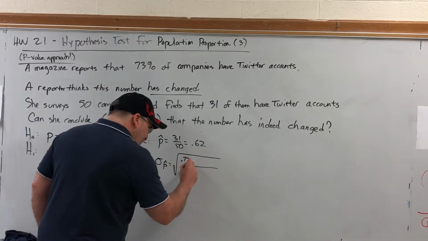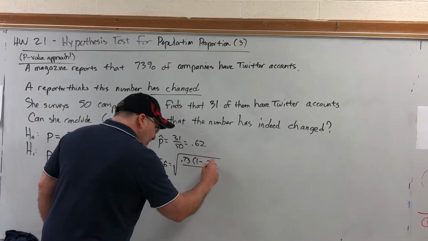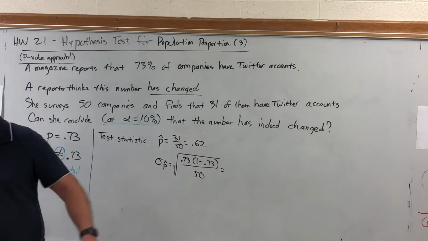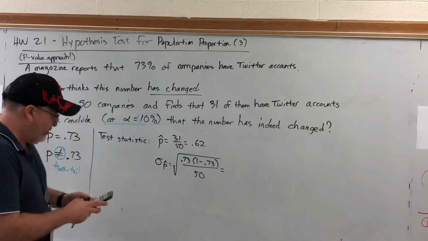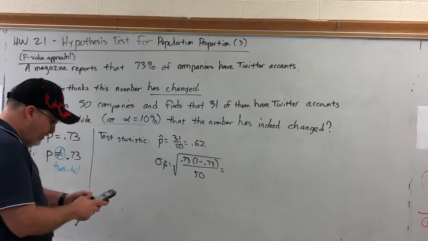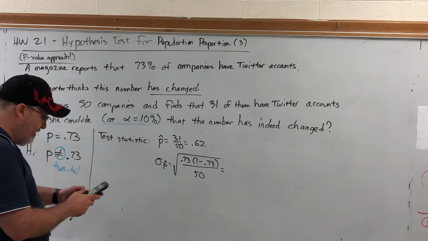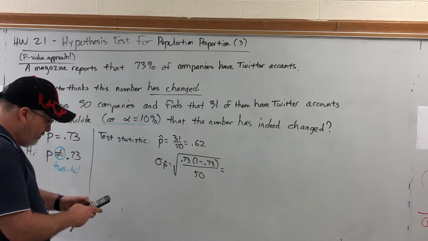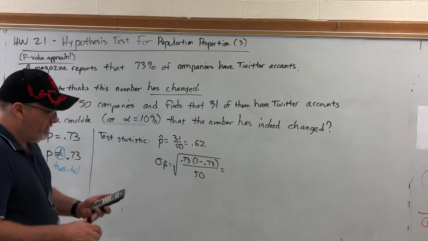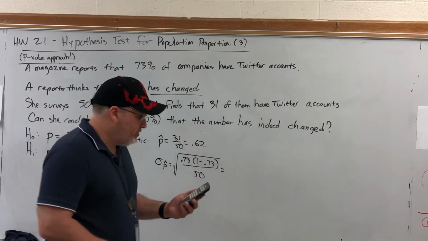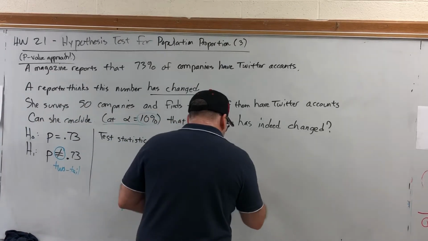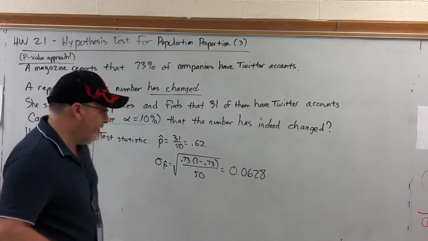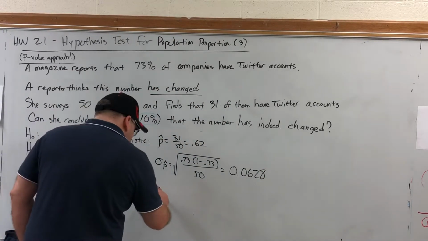So 0.73 times 1 minus 0.73 over the sample size. I think it was 0.0201, but I don't remember. So 0.73 times 0.27 divided by 50, square root. No, that must have been a different problem. It was 0.0628. I remember that number now. Glad I recalculated it.